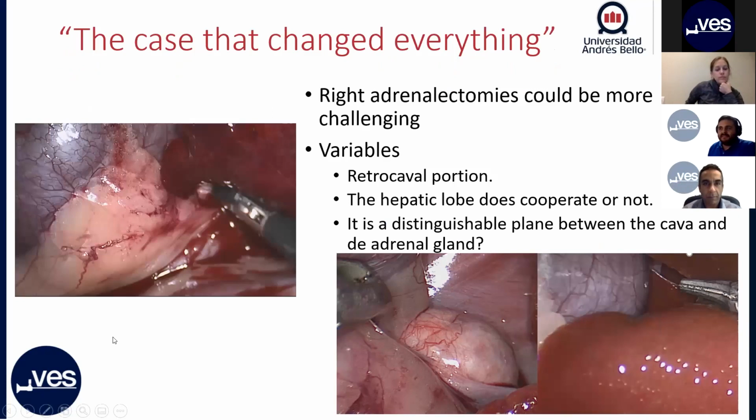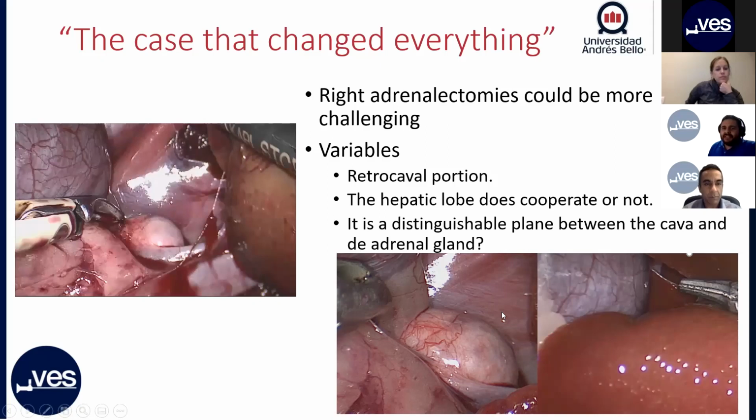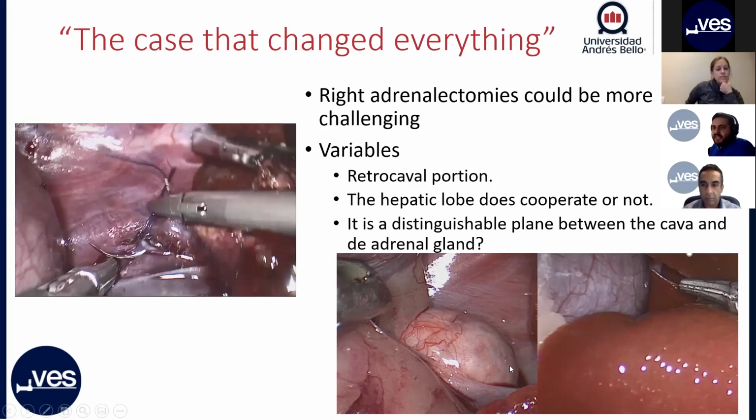We knew that right adrenalectomies are challenging and time consuming. The possibility of the tumor having a retrocaval portion, the caudal lobe deciding not to collaborate with the visualization, and the very tight junction between the capsule of the adrenal gland and the vena cava increase the chance of having some problems.